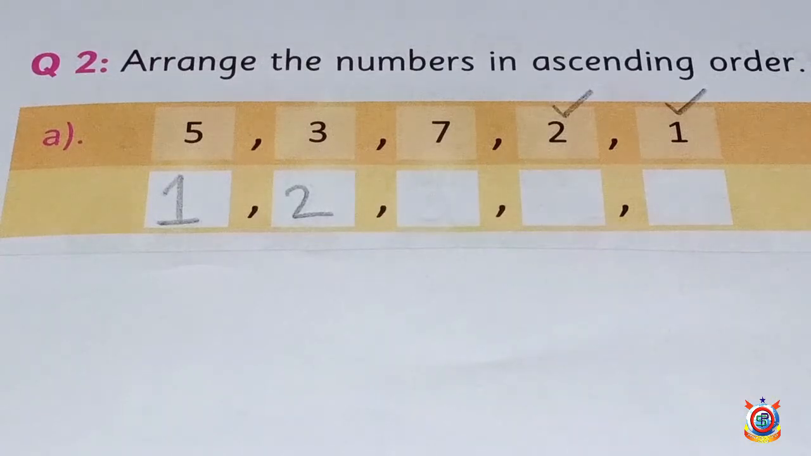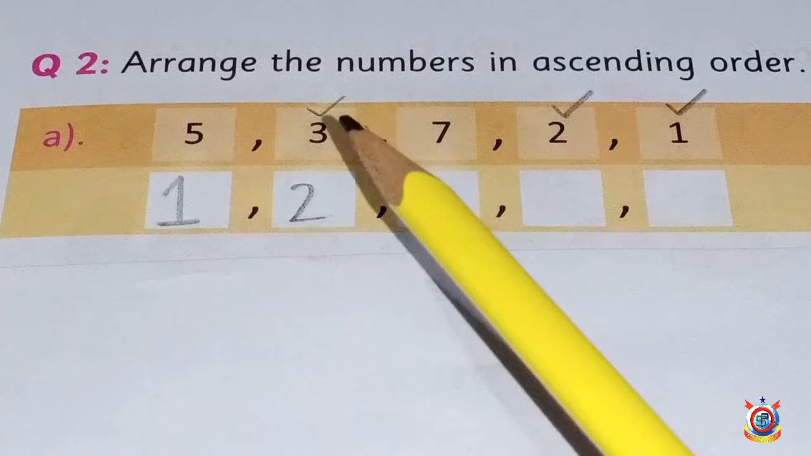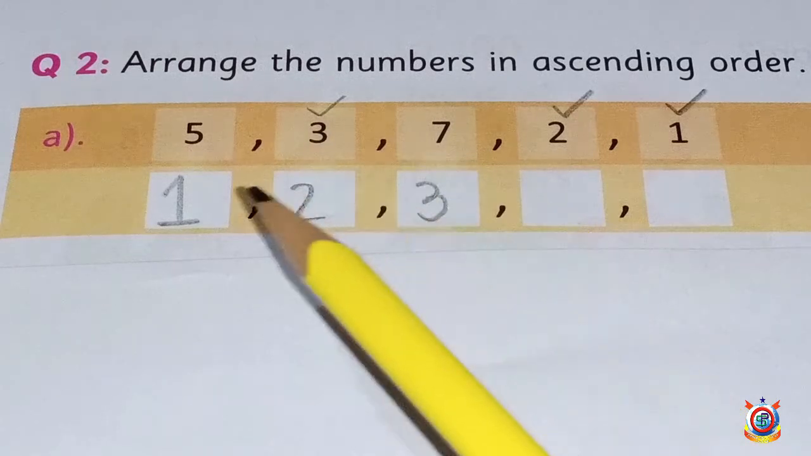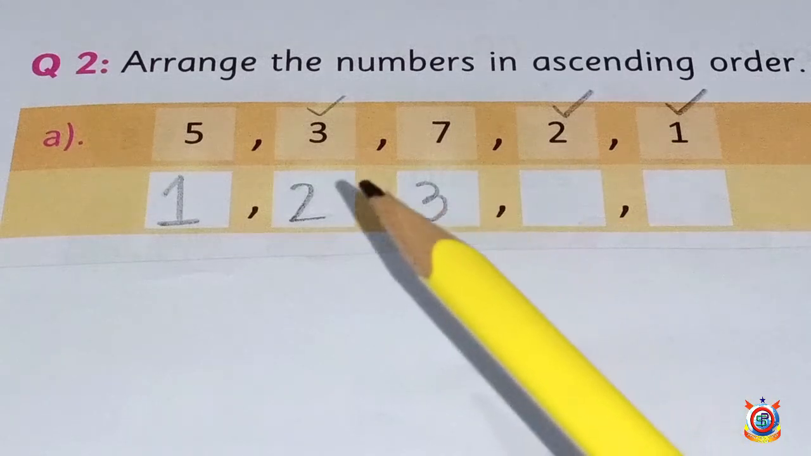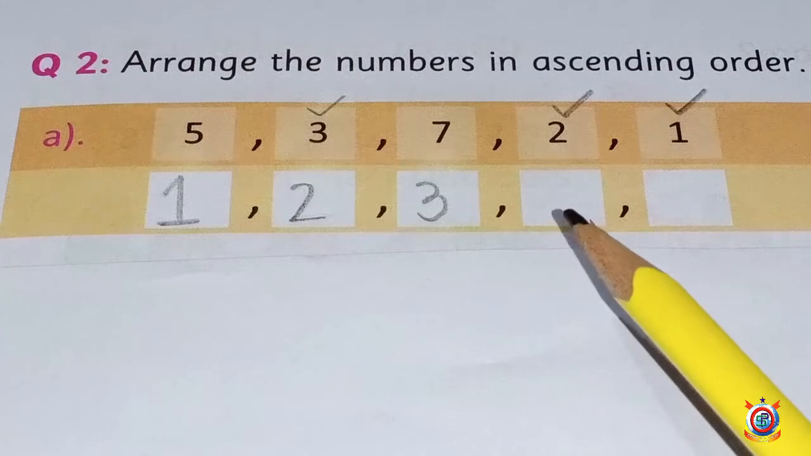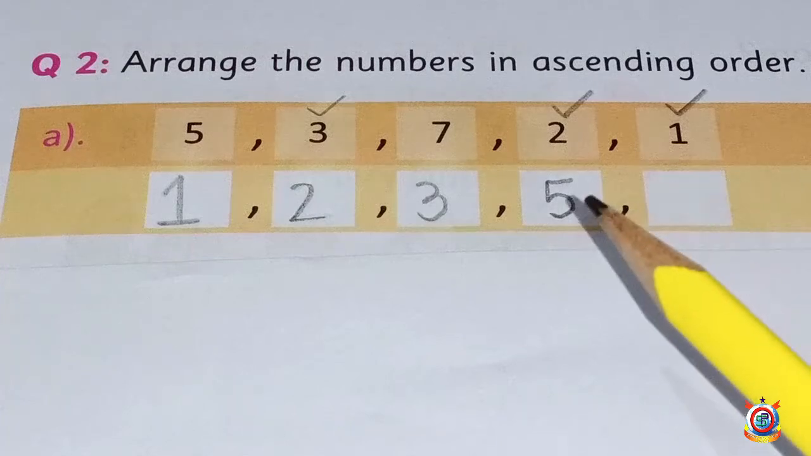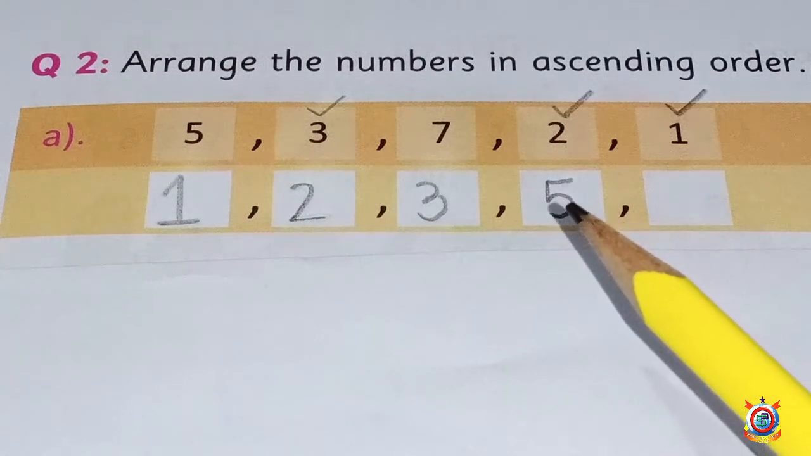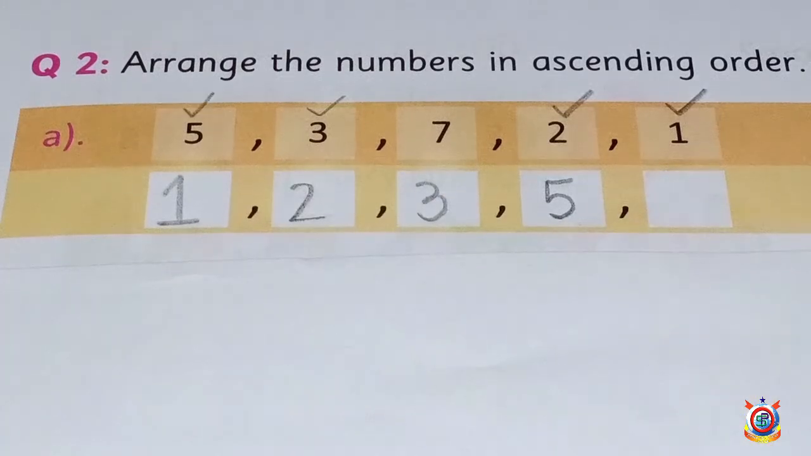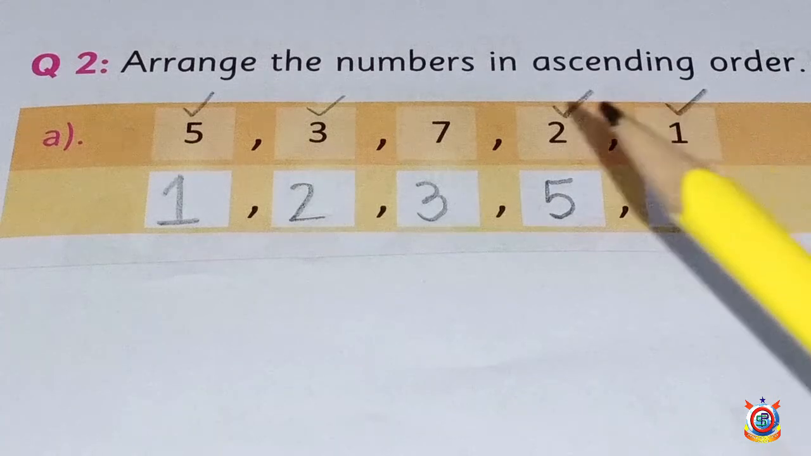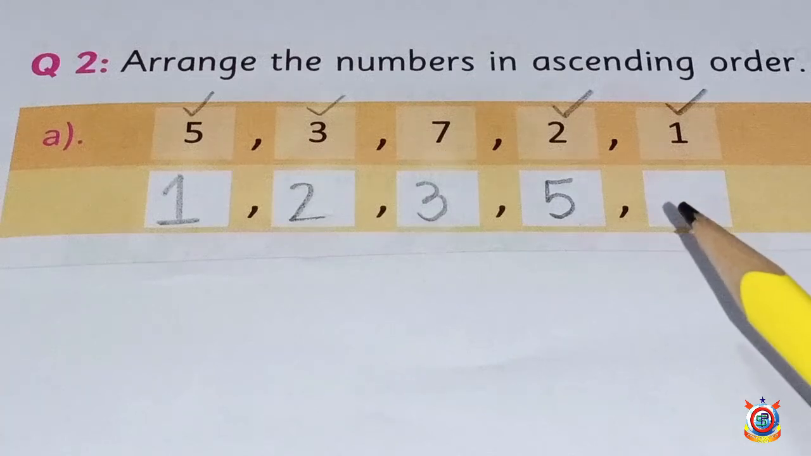Let's write with me, students. Very good. We have written 3 here and we have also put a tick. Now we know that these 2 numbers are left, 5 and 7. After 3, we already know that 5 will come, so we will write 5 here. Excellent. We have written 5 and we will also put a tick over there, so we will know that we have used this number. And in the end, we know that only 7 is left, so here will come number 7.